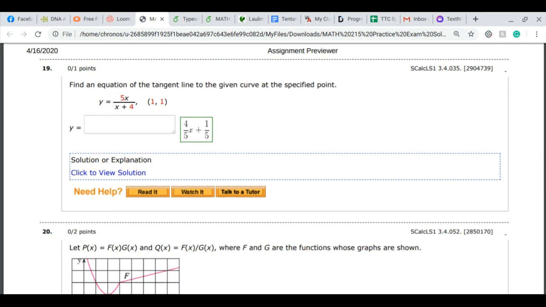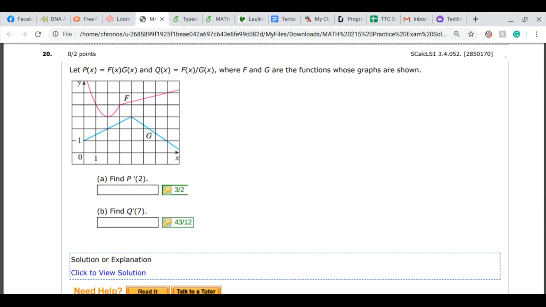Alright, find the equation of the tangent line of the given curve at the specified point. If y is 5x over x plus 4 at the point (1, 1), well, when you differentiate this, again same procedure here, differentiate 5x over x plus 4. When you differentiate, you get 5 times (x plus 4) minus x times 5, all over (x plus 4) squared. Plug in 1, and what you should get is 4 over 25. And of course, when you plug in x equal to 1 here, you get 5 over 5, which is 1.